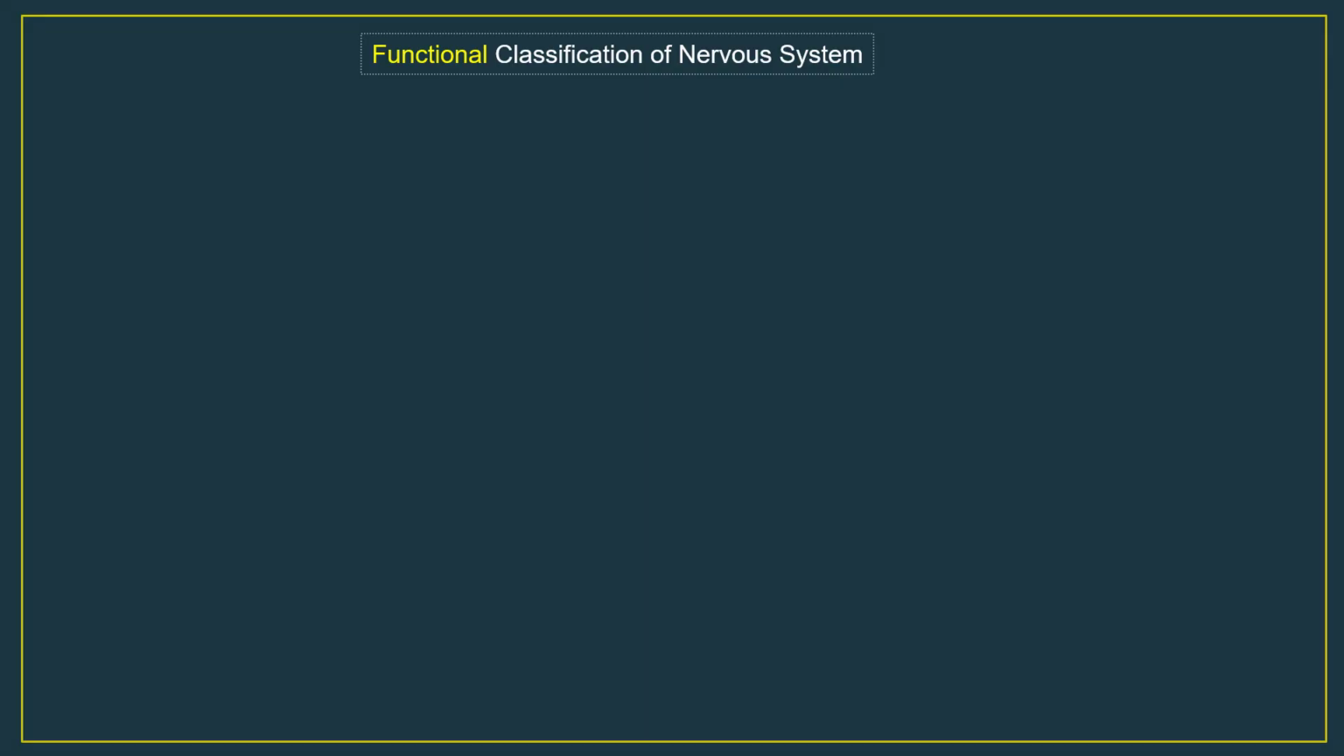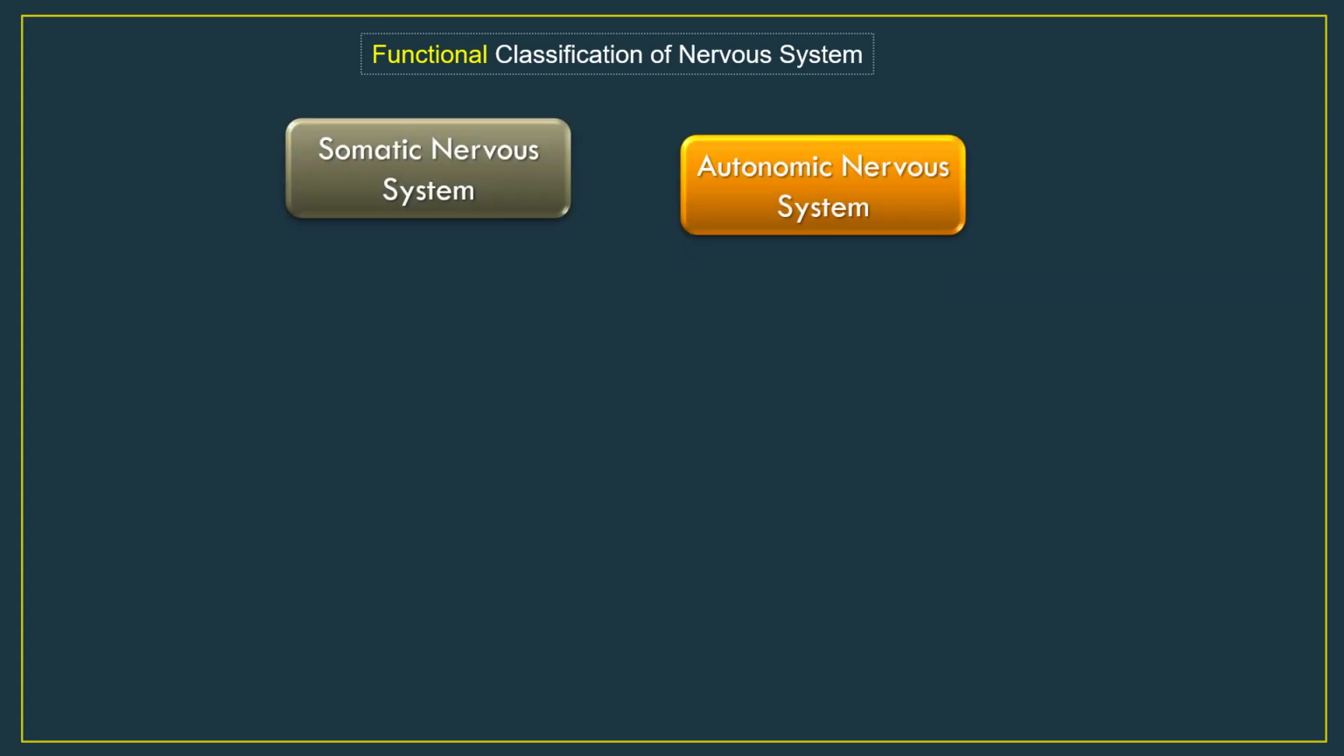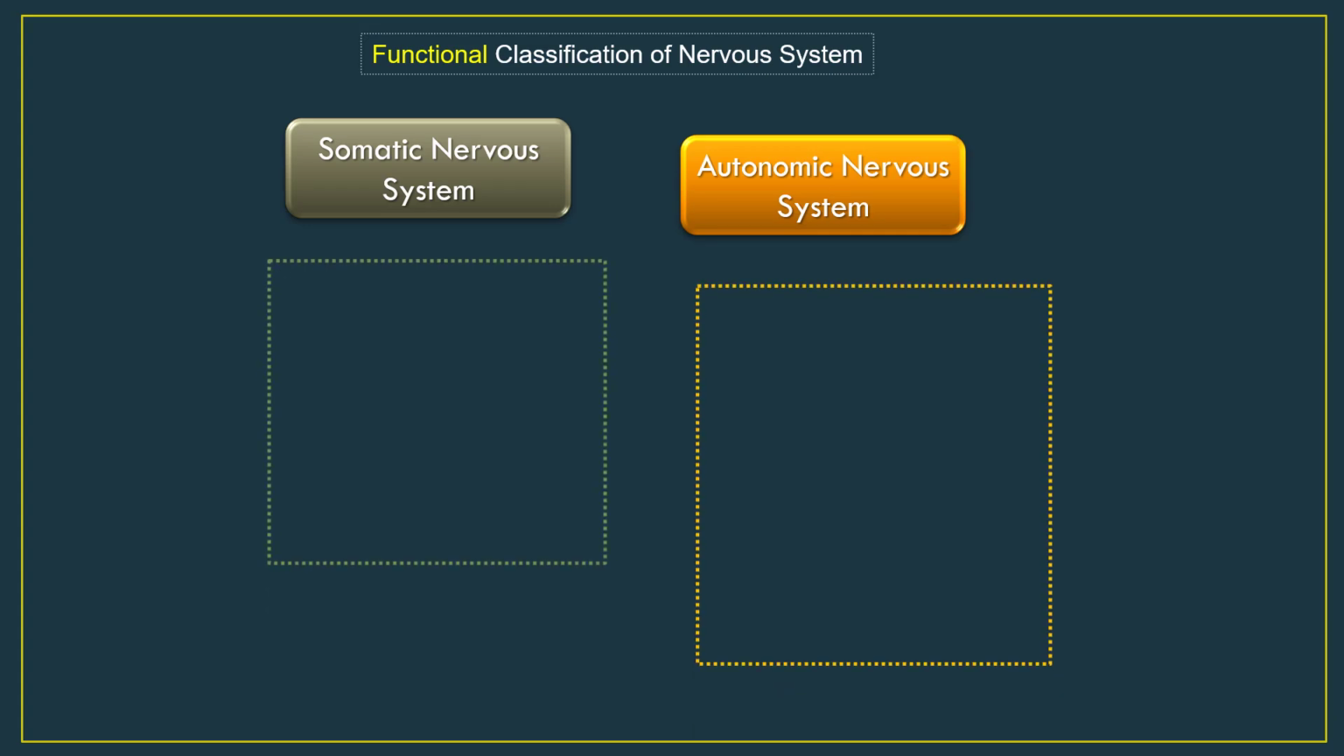We can also classify the nervous system based on its functions, and that is somatic nervous system and autonomic nervous system. The somatic nervous system is the voluntary or the conscious nervous system. The examples are walking, talking, chewing, etc. On the other hand, the autonomic nervous system is the involuntary component, which is without our conscious control. Examples are beating of the heart, movements of the gut.